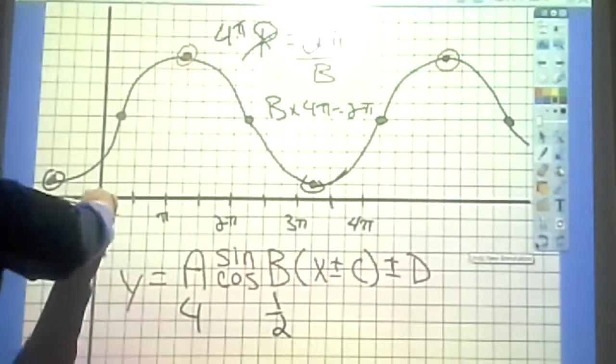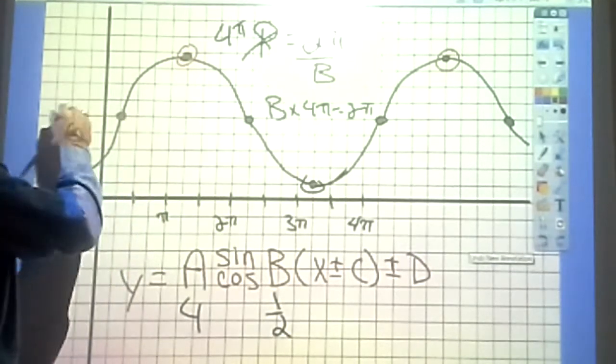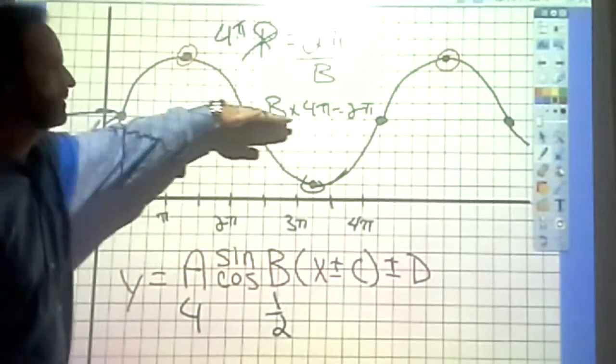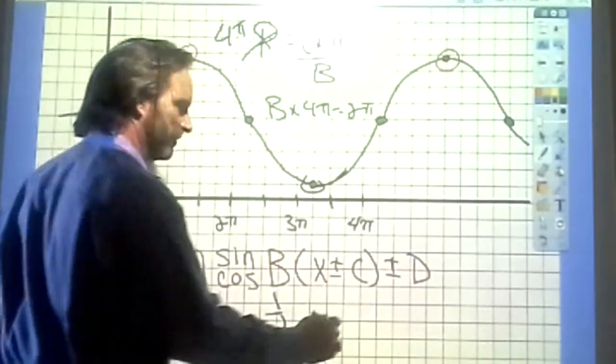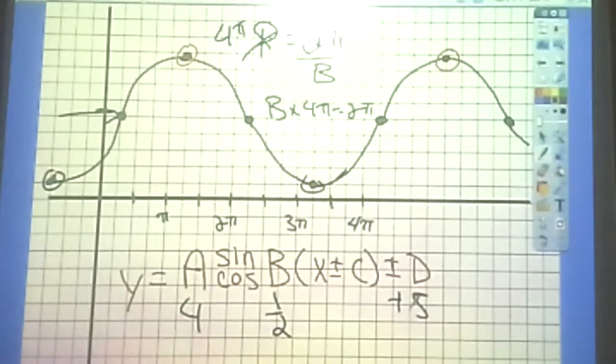So remember, the middle of that normal graph is usually the x-axis. Well, it shot up to being right here at 5. So that's a vertical shift of that graph. You see how the middle's right here. That's a vertical shift of plus 5.